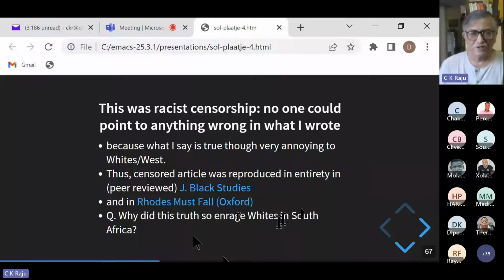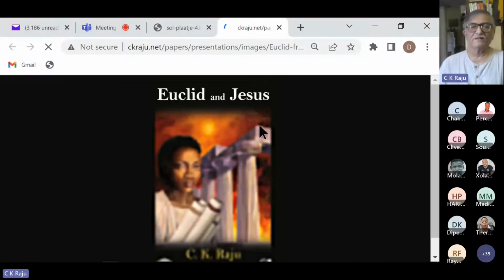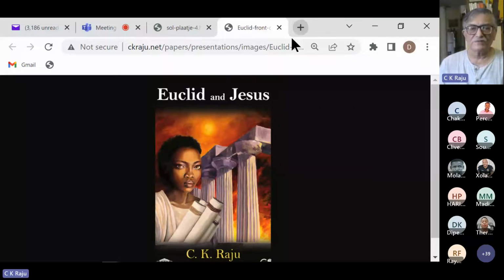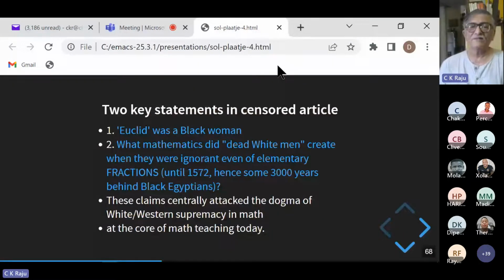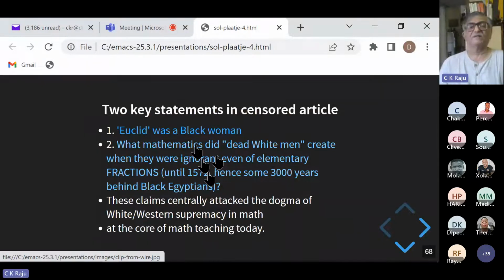So first I said Euclid was a black woman. Right? This is in my book, Euclid and Jesus. And the second thing I said was that what mathematicians did was "dead white men create". This was in response to an article written by a South African professor, when they were ignorant even of elementary fractions and 3,000 years behind black Egyptians.